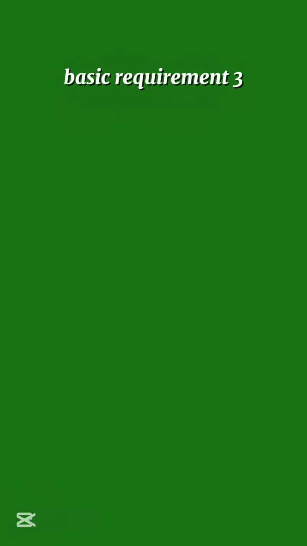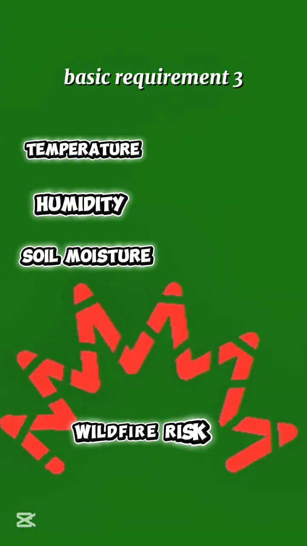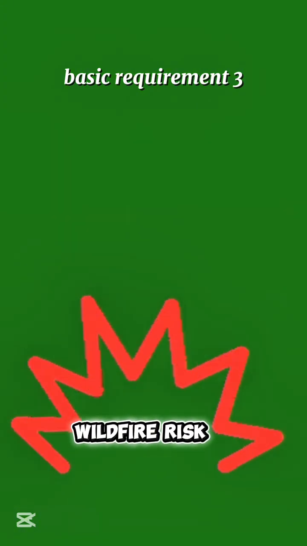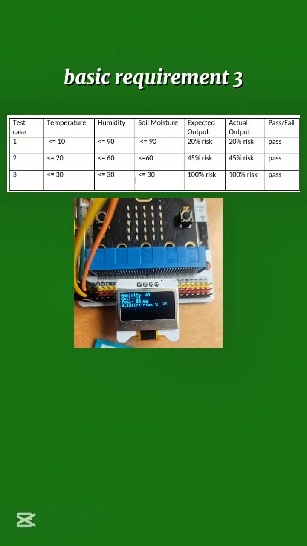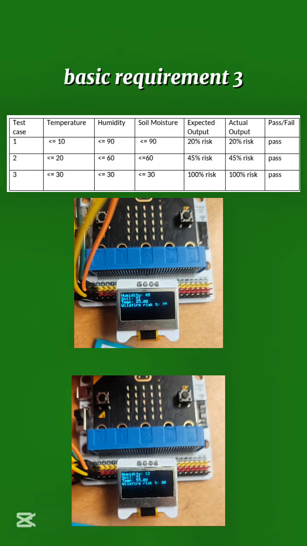My system simulates wildfire risk based on the conditions I measured. As temperature increases and humidity and soil moisture decrease, the wildfire risk overall increases. I tested the system under different conditions to simulate real-world environmental changes, and this is seen in my black box testing. This is clearly seen on the OLED screen. For example, when the temperature drastically increases, there is also a major increase in the wildfire risk percentage.